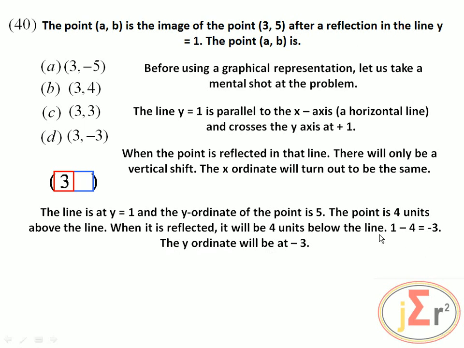How did we get 4? 5 is where the point is located. 1 is where the line is located. 5 minus 1 is equal to 4. The point is 4 units above the line. When it is reflected, it will be 4 units below the line. And the line is at 1. So 1 minus 4 is equal to -3. The y-ordinate will be at -3.